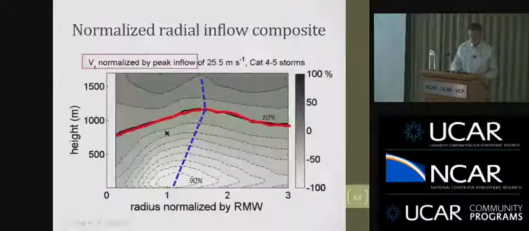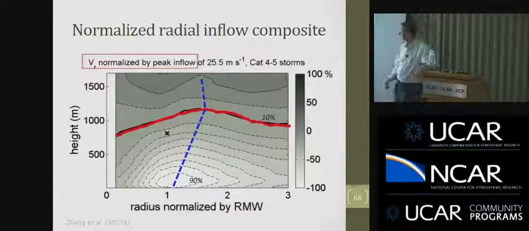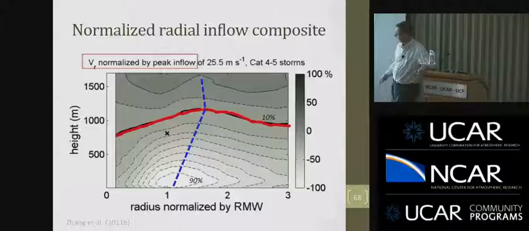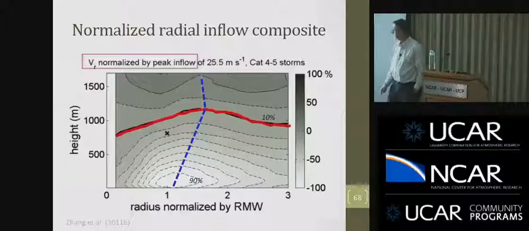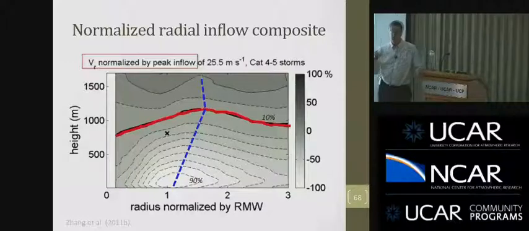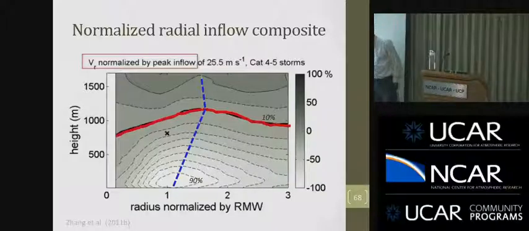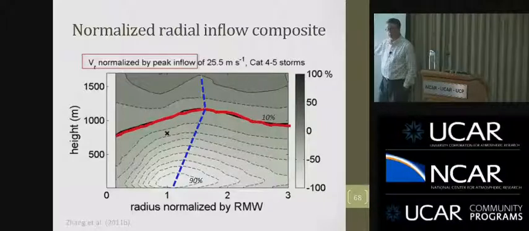All right, so let me show a few other comparisons. This is from a different paper by Jun Zhang. What we're seeing here is radius normalized by radius of maximum wind, again out to 3 times the radius of maximum wind. The vertical axis is height up to 1.7 kilometers above sea level. And what is being contoured here for category 4 or 5 storms is the inflow scaled by the maximum inflow. So the maximum inflow is located right here, about 100 meters above the sea surface at the radius of maximum wind, and it decreases to 10% here.